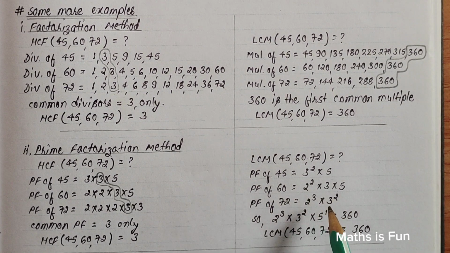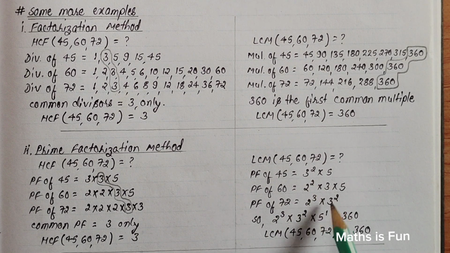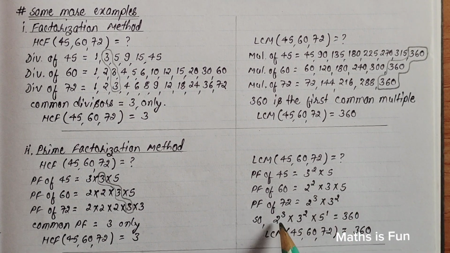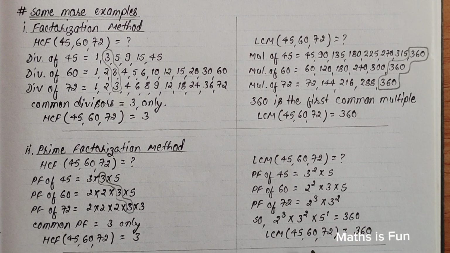So first we will find out the greatest power of 2. The greatest power of 2 is 3. Then we'll go to 3. So our greatest power of 3 is 2. We'll go to 5. So the greatest power of 5 is 1. So 2 to the power 3 multiplied by 3 to the power 2 multiplied by 5 to the power 1 will be 360. So the LCM of 45, 60 and 72 will be 360.